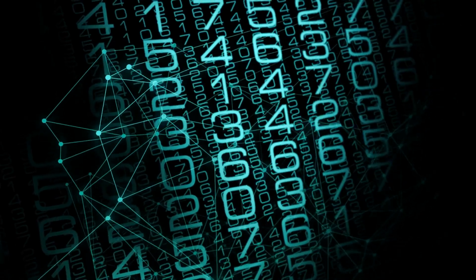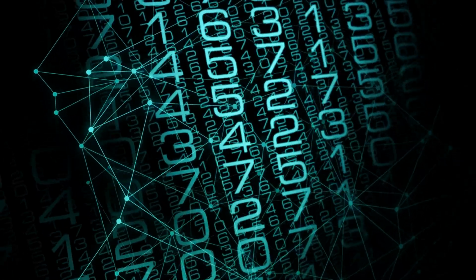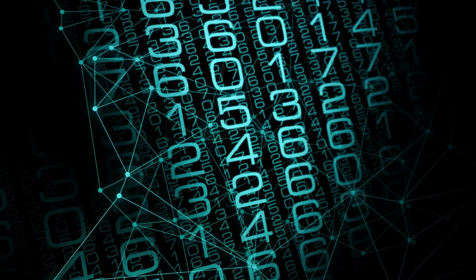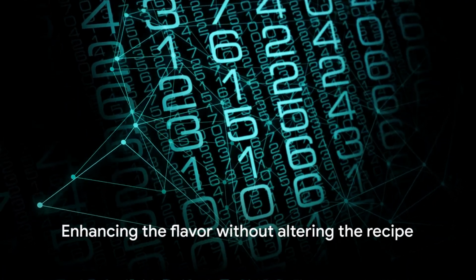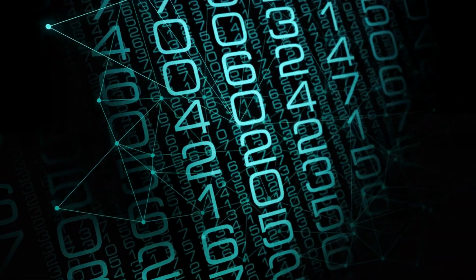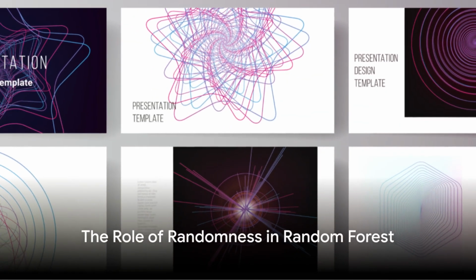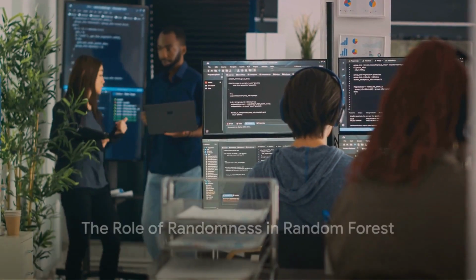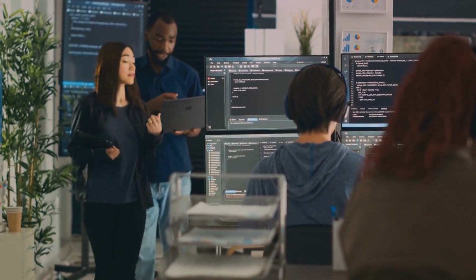It does this by introducing randomness into the model when creating the trees and making a prediction. It's like adding a pinch of salt to a recipe. It doesn't change the main ingredients, but it enhances the overall flavor. So, how does this randomness work? Well, when training, each tree in the random forest gets a random subset of the training data. This process is known as bootstrapping.